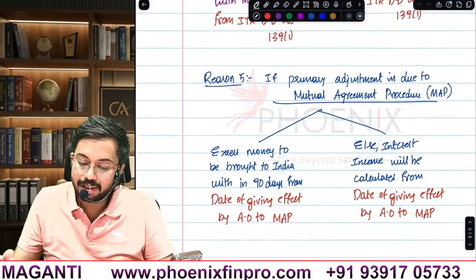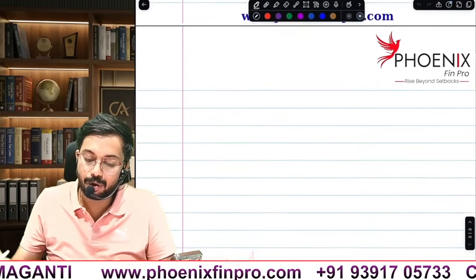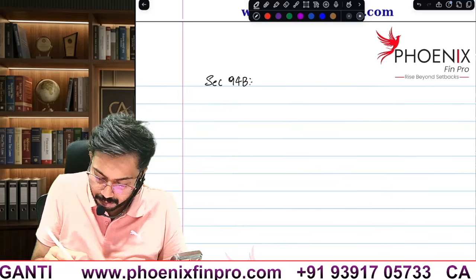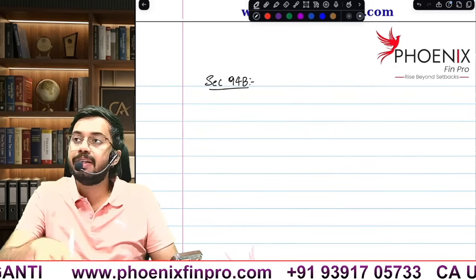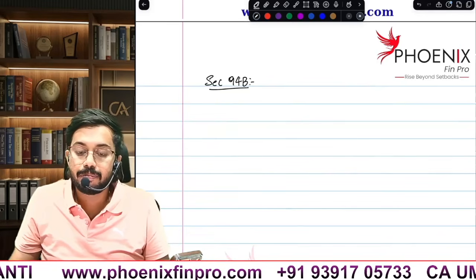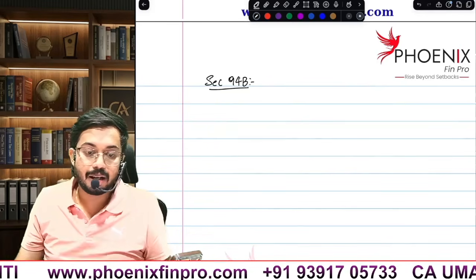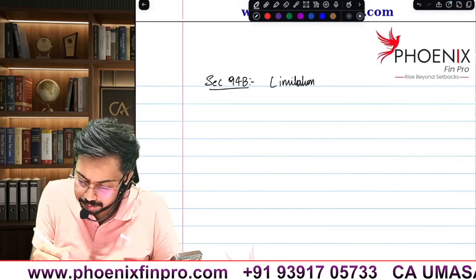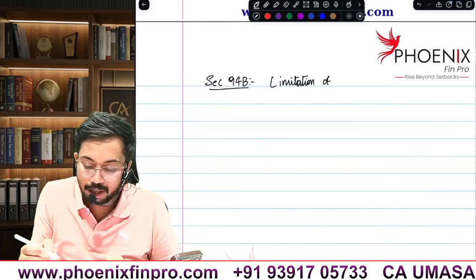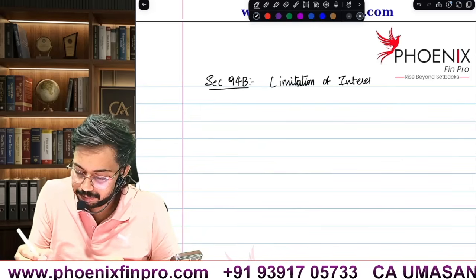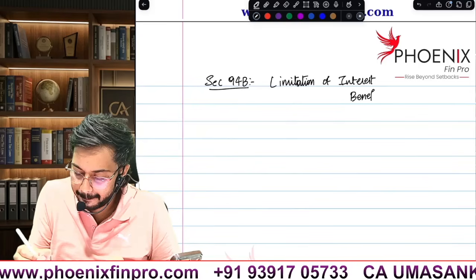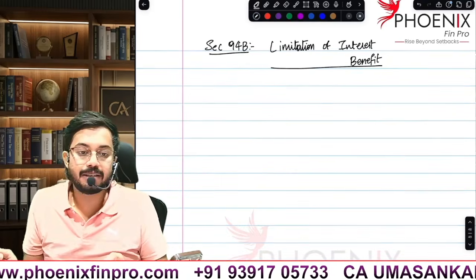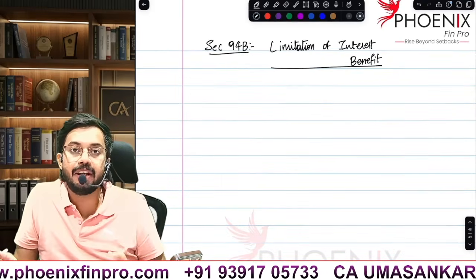So previously we have discussed the secondary adjustment. Now we are going to discuss section 94B. A bit important from the exam point of view, it can be asked in the exam. Limitation of interest benefit. Yes. So I'll take one example and then I'm going to explain you very clearly.